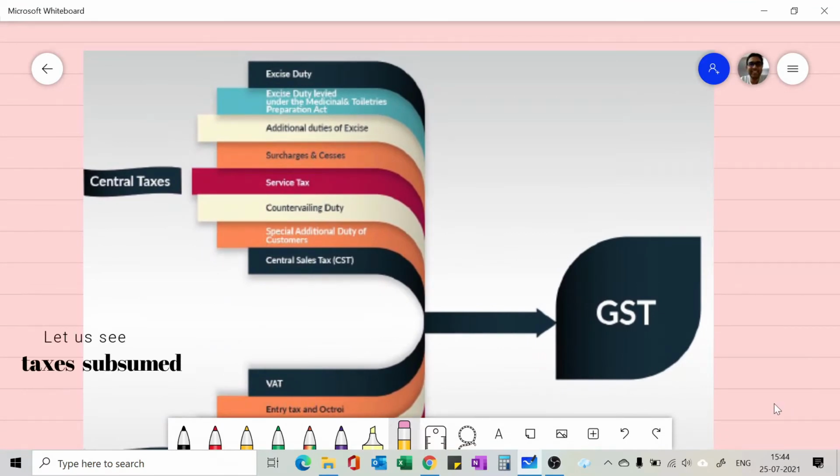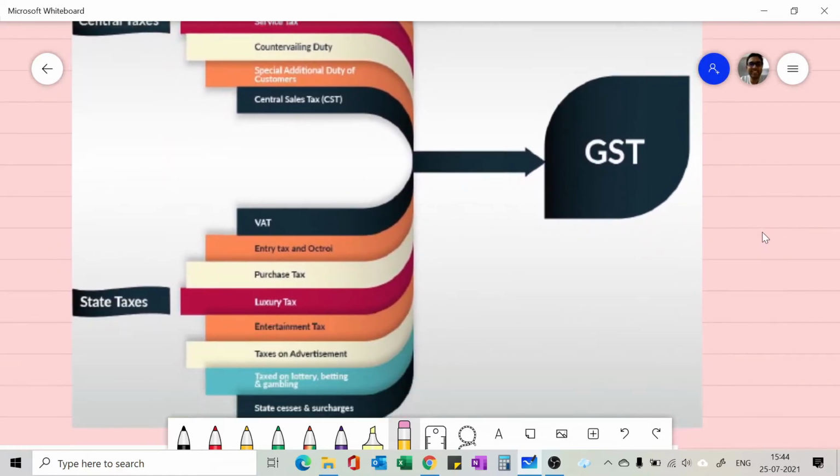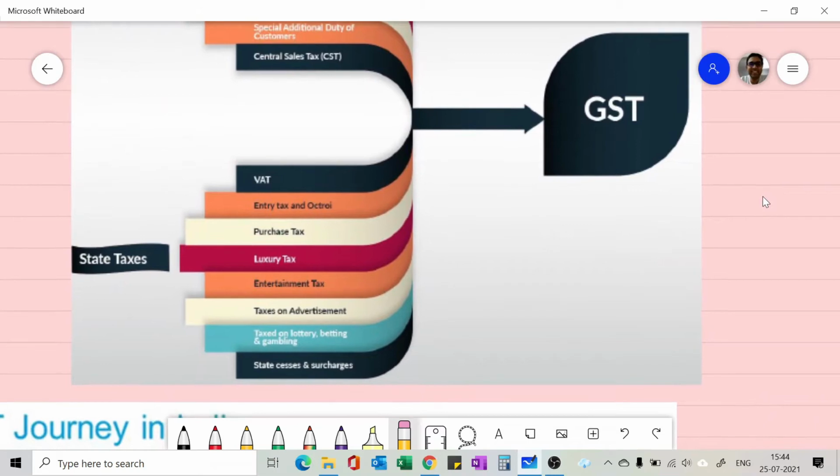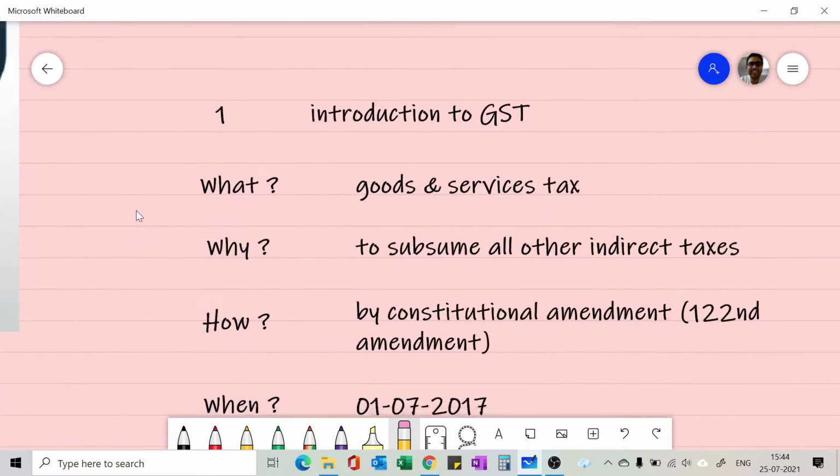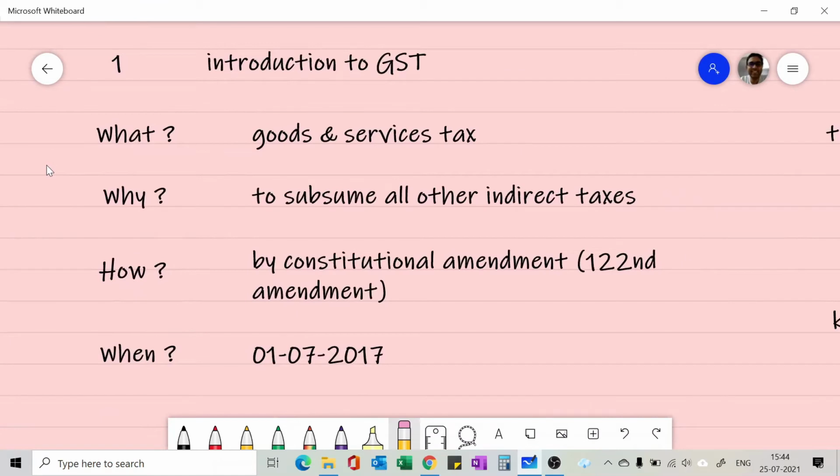At the central level, we have excise duty, which is the main tax which got amalgamated into GST, then service tax, countervailing duty, then central sales tax, and all those things. At the state level, we had VAT, entertainment tax, entry tax, and other state cesses and surcharges. Now we'll briefly learn how GST got introduced.